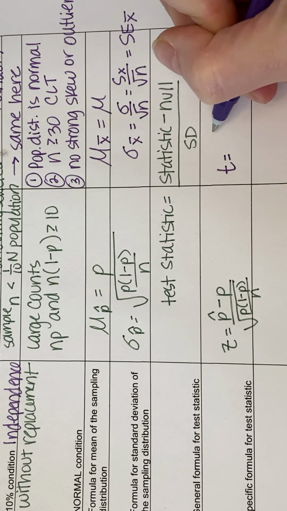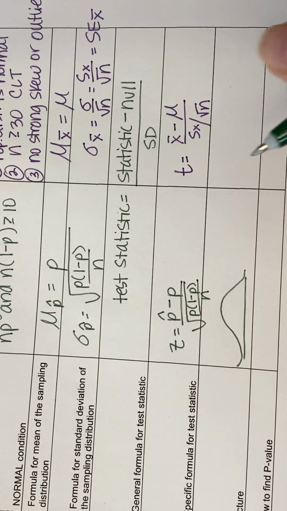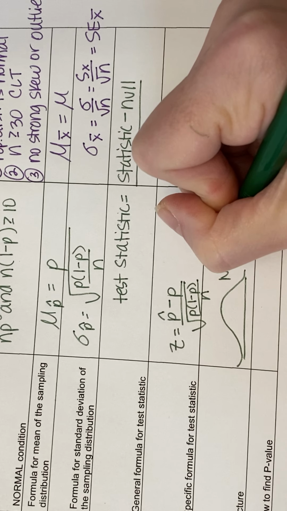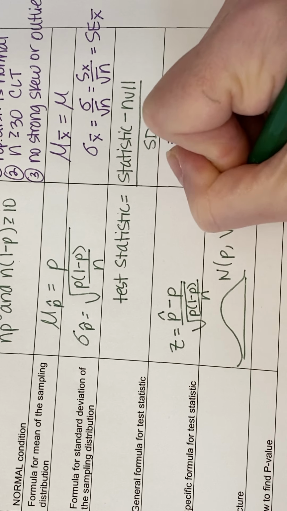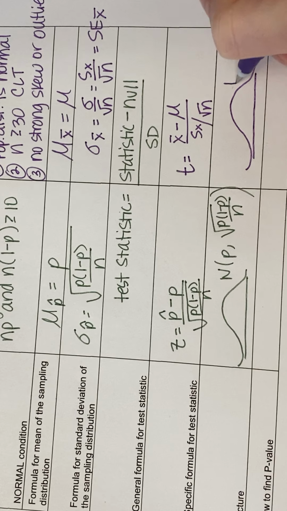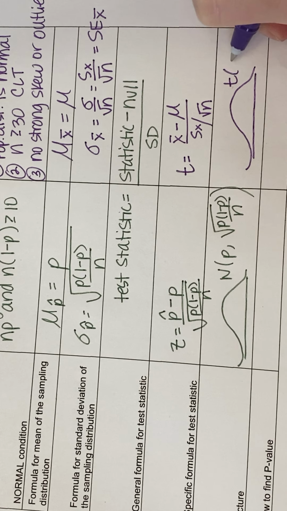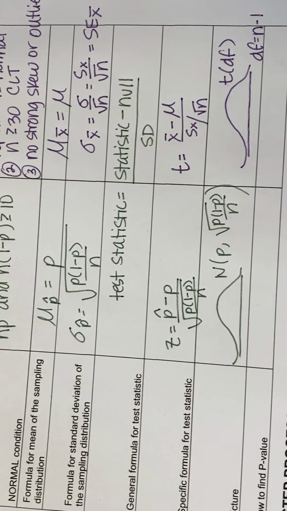All right, so then when we draw our picture, so your picture for proportions, again, if the normal condition has been met, it's normal with a mean of p and a standard deviation of the square root of p times 1 minus p over n. And then your test statistic in this case is t. And remember, we have to find our degrees of freedom. And degrees of freedom is your sample size minus 1.